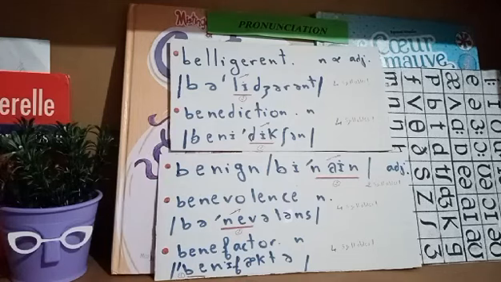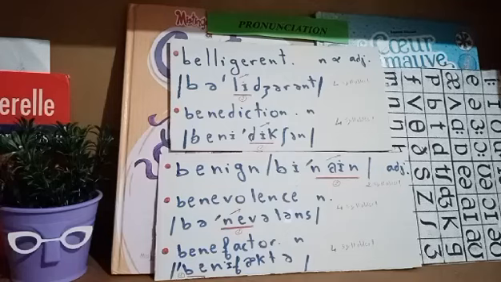And then benign, it's an adjective. The stress on the second syllable, nine, benign. A pleasant or gentle person. Benevolence, which means goodness. The stress on the second syllable, vo. It's a four-syllable noun, benevolence.